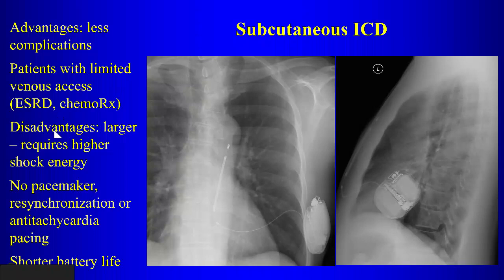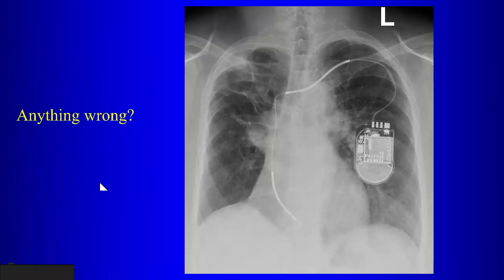The disadvantage is that it requires higher shock energy because you're shocking through the chest wall. There is no pacemaker resynchronization or anti-tachycardia pacing function. It's a defibrillator. And these tend to have a shorter battery life, but you will see these. These are subcutaneous ICDs, so you don't want to get confused when you see a frontal chest radiograph like this, about trying to figure out where that lead is going to be.